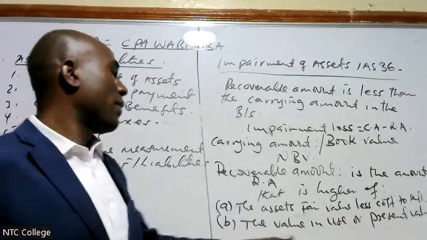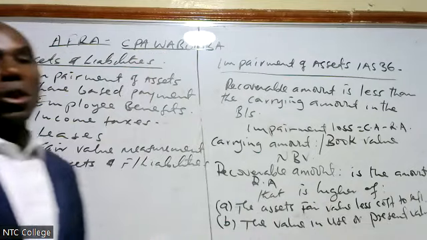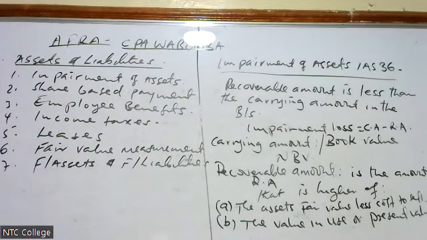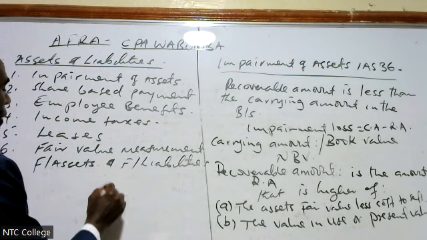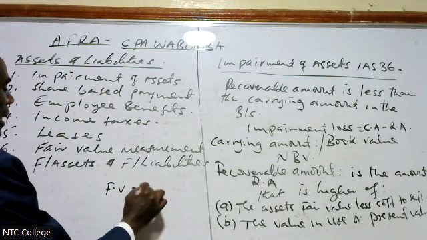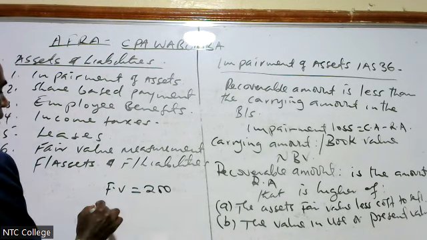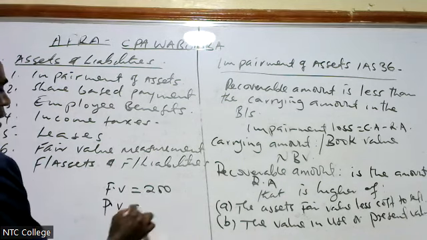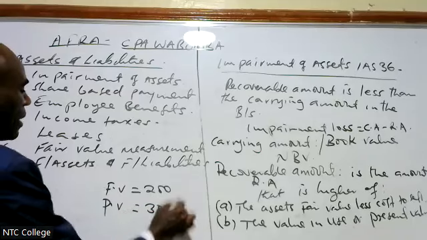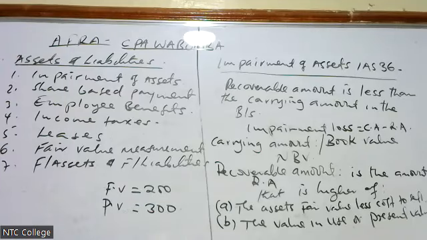Then number B, the value in use, or the present value. For example, here I am writing something. The fair value of the asset is 200 million. Then the present value of this asset is 300 million. Fair value is 200 million. Recoverable amount is 300 million.